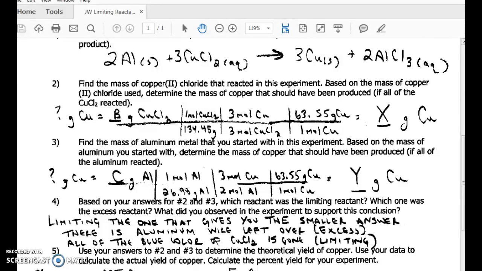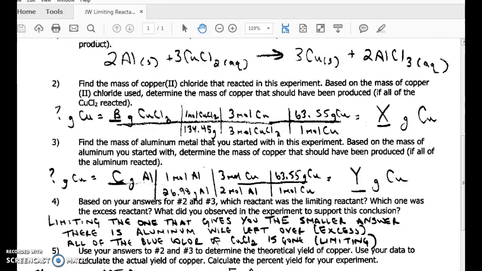So in this case, the limiting one is the one that gives you the smaller answer. And it turns out, or it should turn out, this lab was designed so that the copper 2 chloride was your limiting reactant. That means that the excess reactant is the aluminum wire. So then the day 2 questions, number 6, asks you about what you see in the beaker on the second day that really supports what your calculations in number 2 and 3 told you. So by doing calculations, we can figure out what the limiting reactant is.